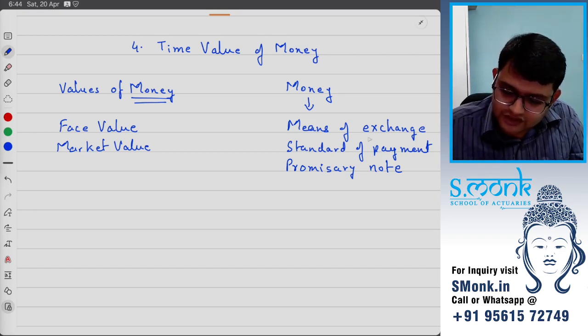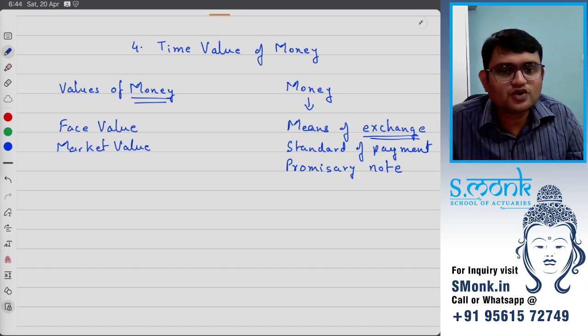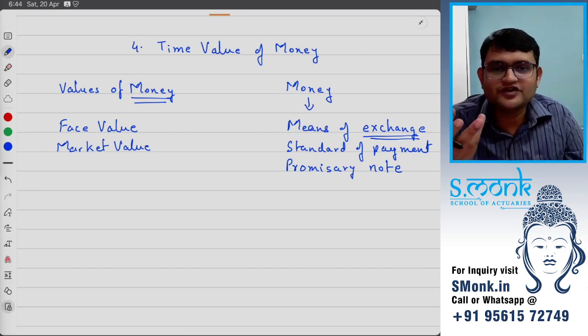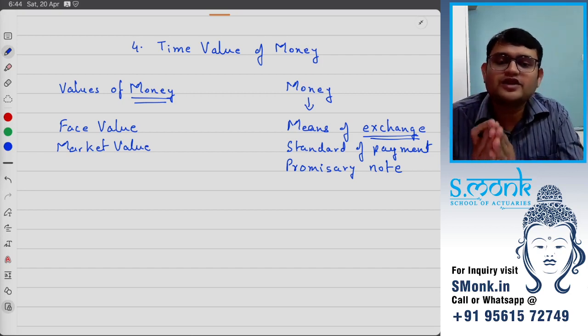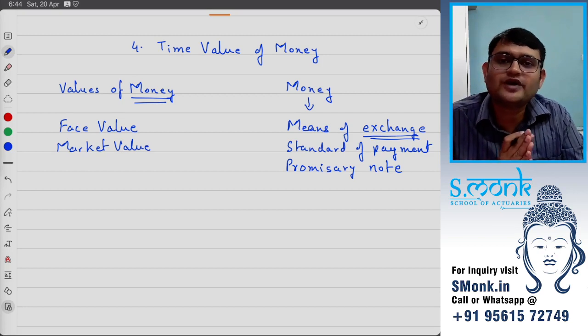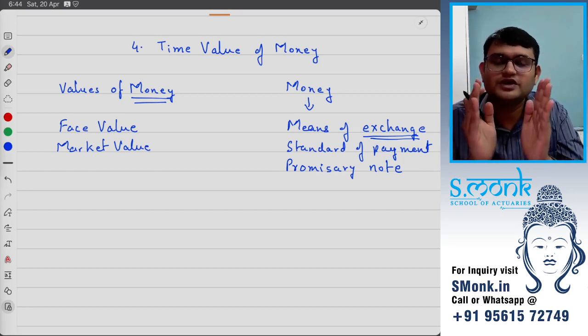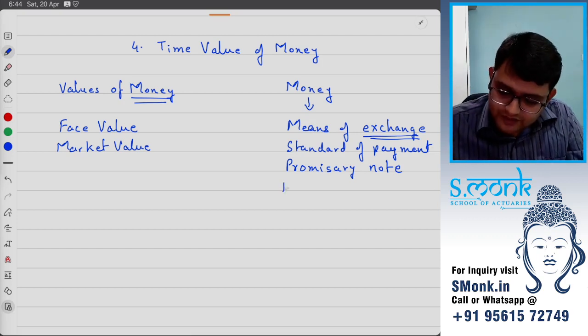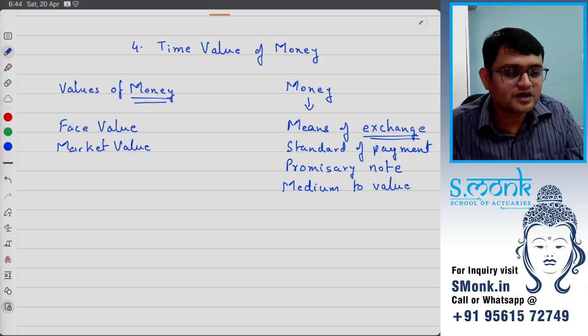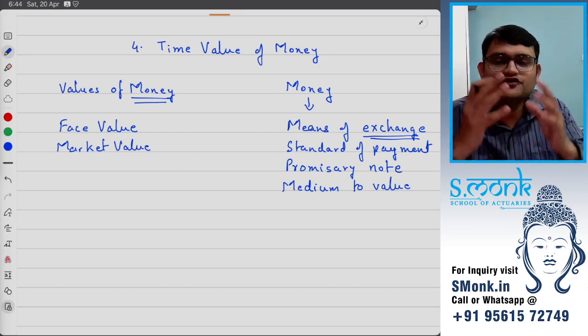Now when I say means of exchange, money is not a physical item. We created money so that we can value my own goods that I'm trying to sell, and the other person who is trying to buy would understand that value. So it's a medium by which we value other items, goods and services. That's the real definition, I would say, of money. It's a medium to value goods and services. So it's not a physical item.